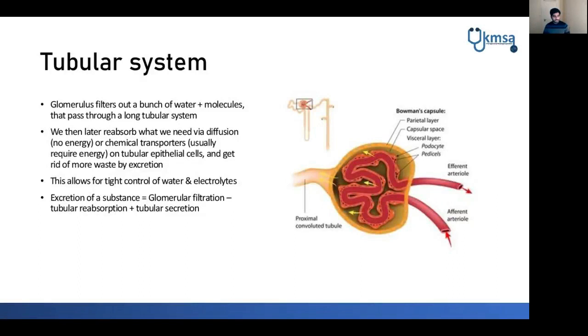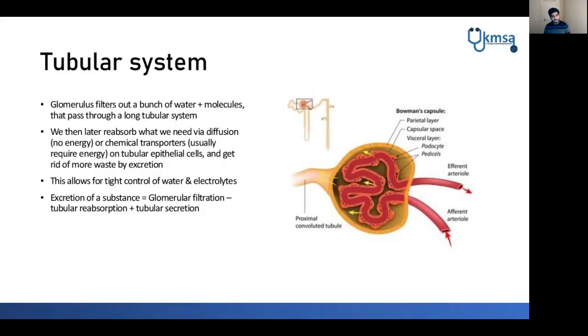So we talked about the vascular system, the glomerulus, the capillaries. Now let's talk about the tubular system, the other part of the nephron. The ultrafiltrate comes into the Bowman's capsule, which is what you can see here. It's the first part of the tubular system. Someone may ask, why can't we just filter everything we need and keep everything we need at the glomerulus initially, and then just let everything else out into the urine?